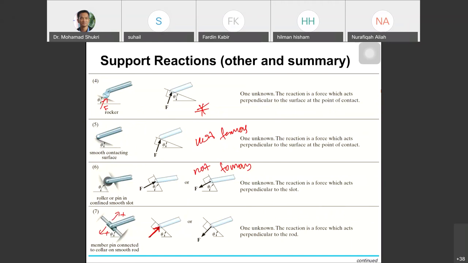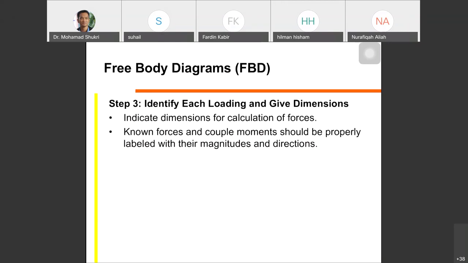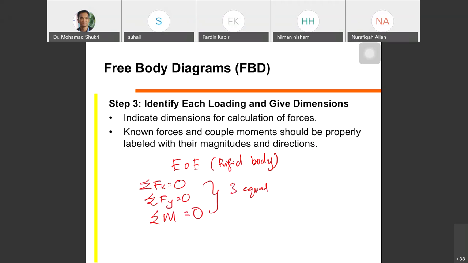Alright, so the FBD for the rigid body is the same as before, plus you have one moment. For the equations of equilibrium for the rigid body, you have one extra. Before, we learned summation of Fx equals zero and summation of Fy equals zero. You have one more, which is summation of moment equals zero. So you have three equations, and you can have a maximum of three unknowns to use them. If you have four unknowns, you cannot use these equations directly; you need to simplify.